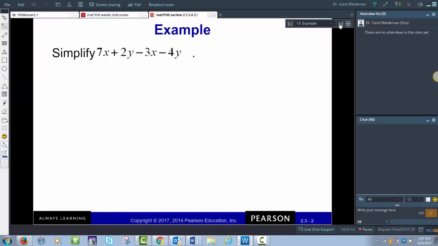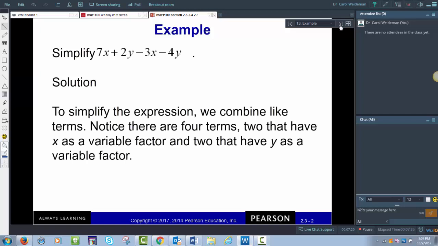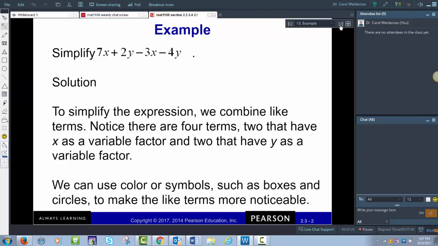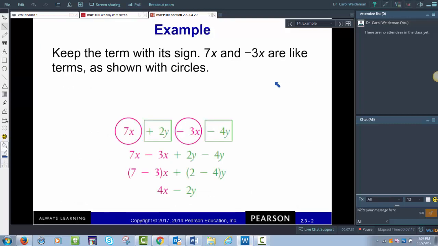So for instance, if we take a look at this problem here, we see we have 2 x terms and we have 2 y terms. So we're going to combine those terms. So of the 4 terms, 2 have an x variable factor and 2 have a y variable factor. We can use color or symbols such as boxes or circles to make the terms distinguishable.